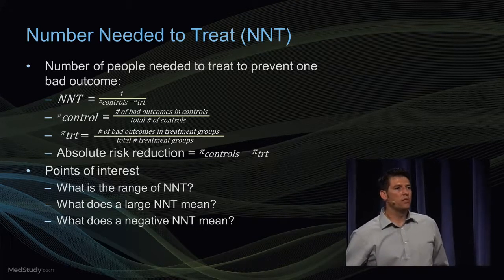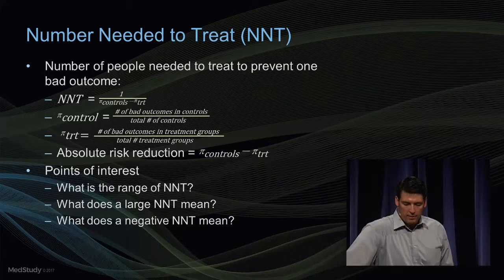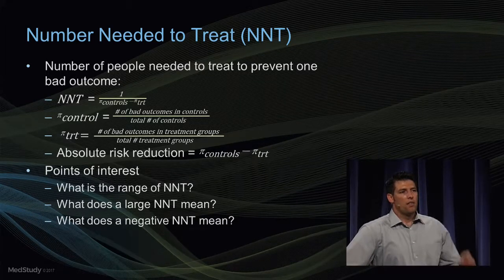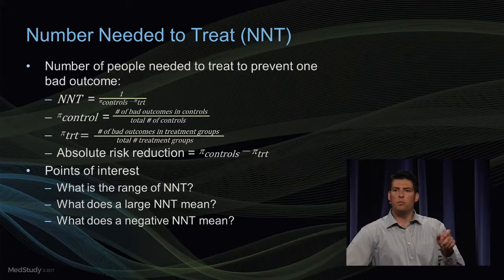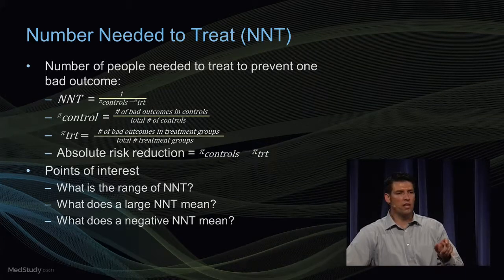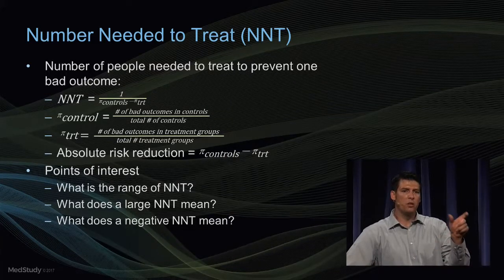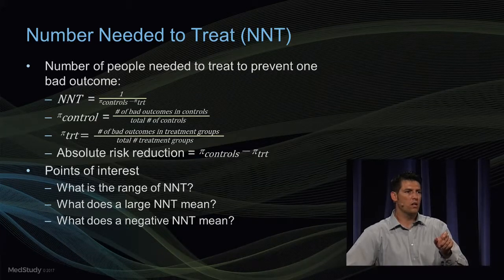So a couple of points of interest about the number needed to treat. Think about that number in the denominator. It's the difference between proportions. So what's the possible range of values for the NNT? If I take 2 proportions and look at the difference between them, can I get something larger than 1? That's not going to be possible.